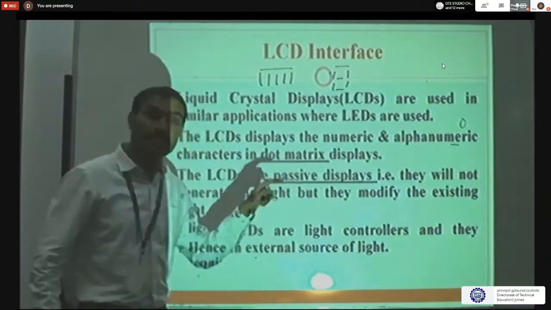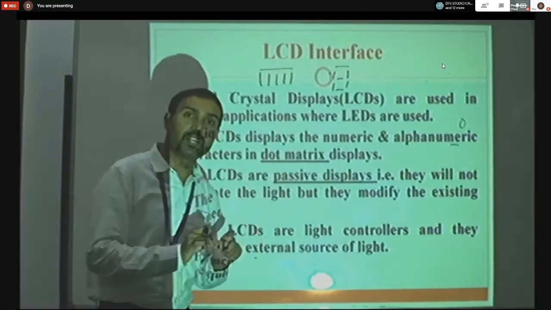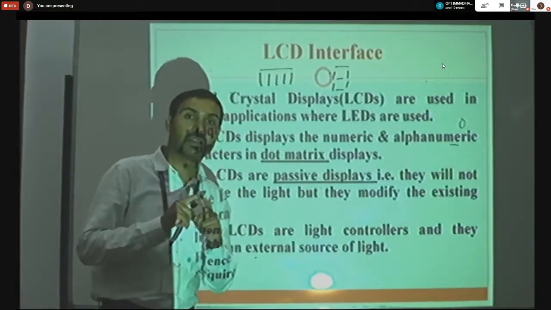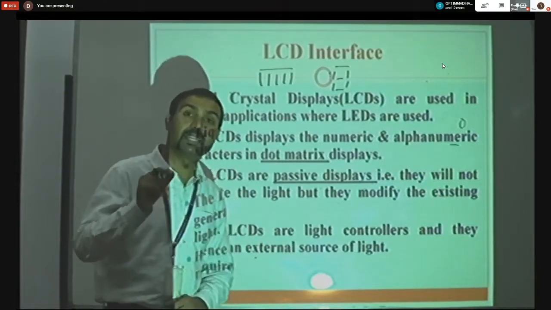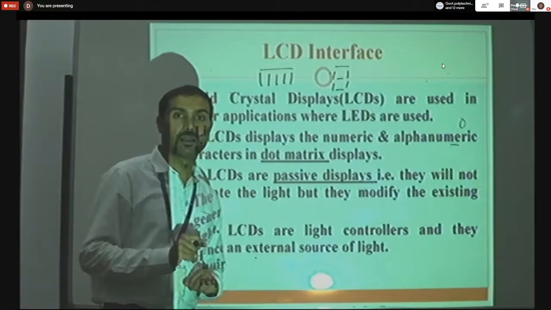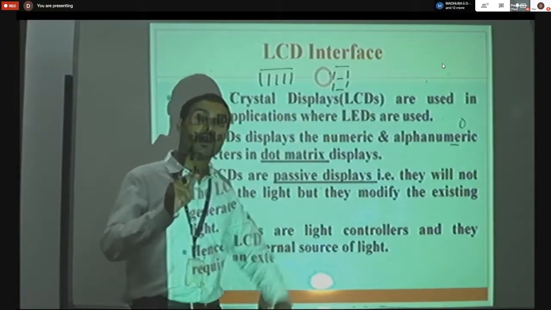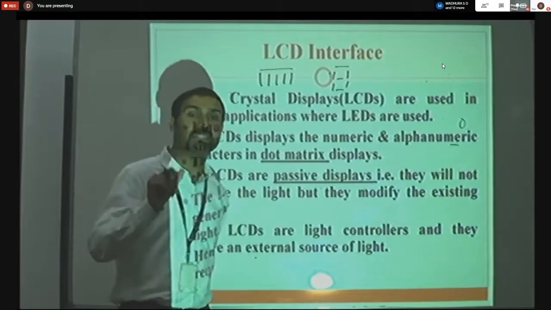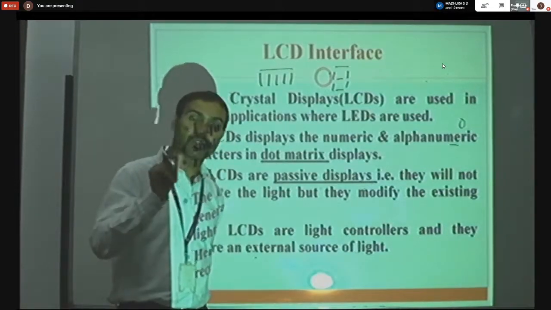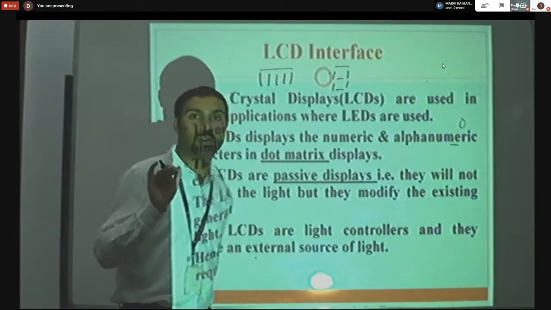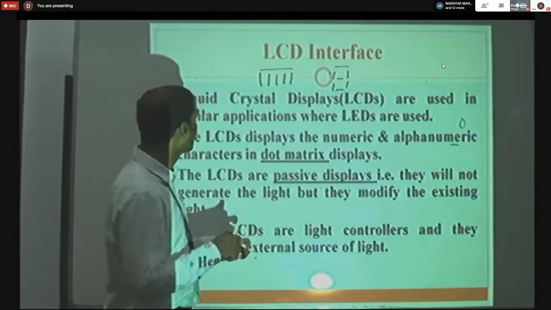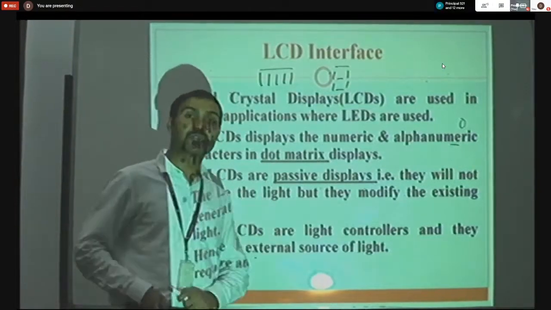And in a 7-segment display, it is very difficult to display characters like A, B, C, D. Displaying numbers is very easy in a 7-segment display, but if you display A, B, C, it is highly difficult, and even if you try, it doesn't look good. To overcome these disadvantages, we are using the LCD, liquid crystal display.